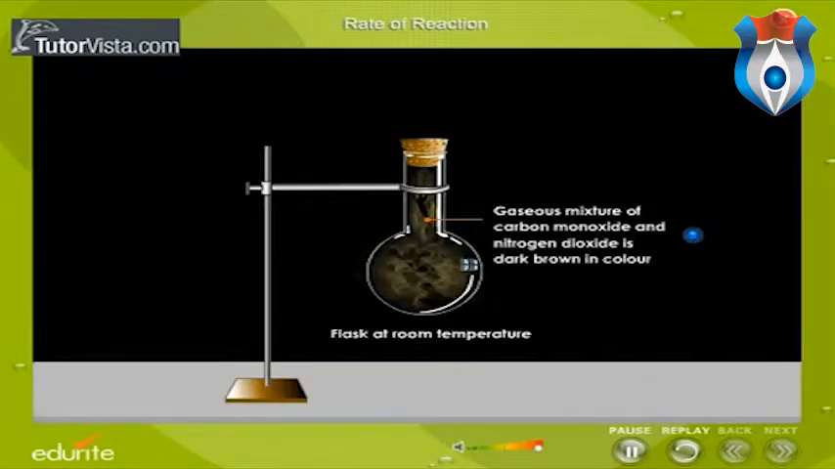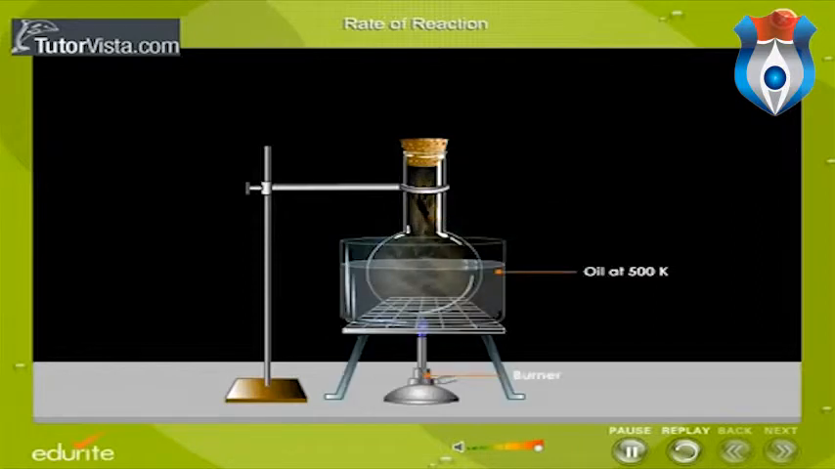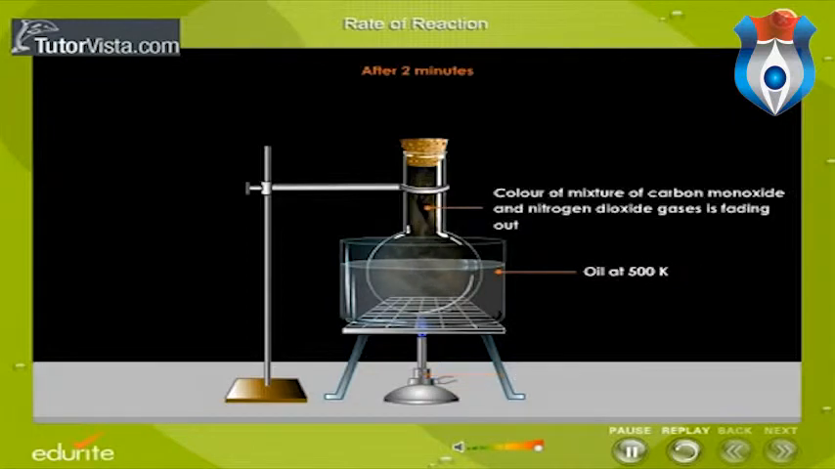0.1 mole each of carbon monoxide and nitrogen dioxide are taken in a 1-litre round-bottom flask, and the flask is stoppered. Observe the color of this gaseous mixture in the flask. Now place the flask in an oil bath heated to 500 Kelvin. Observe the change in color of the gaseous mixture after every 2 minutes.